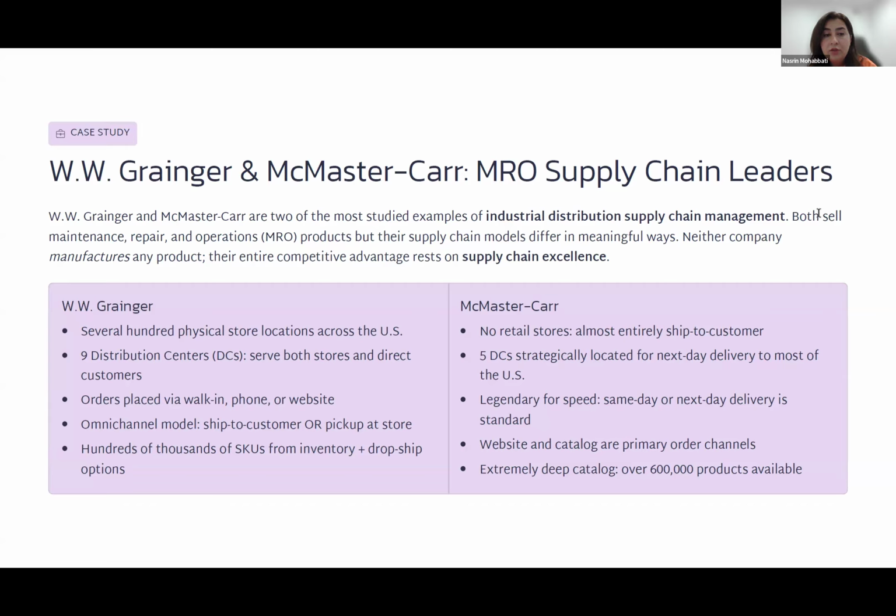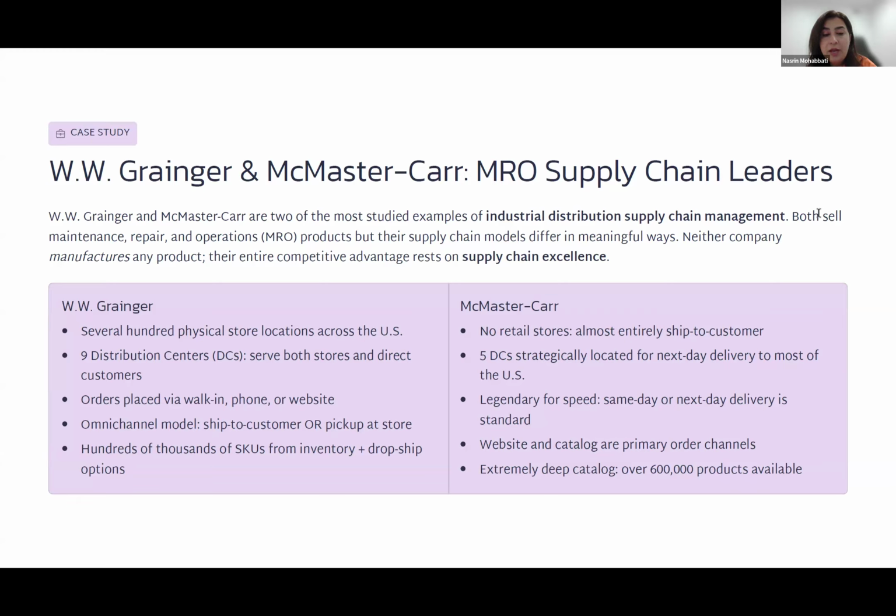Granger has 9 distribution centers. McMaster has 5 distribution centers. So basically, they're trying to have lower physical presence rather than being everywhere. And then Granger has orders placed via walk-ins, phone, or website. McMaster is famous for their speed in terms of delivery.